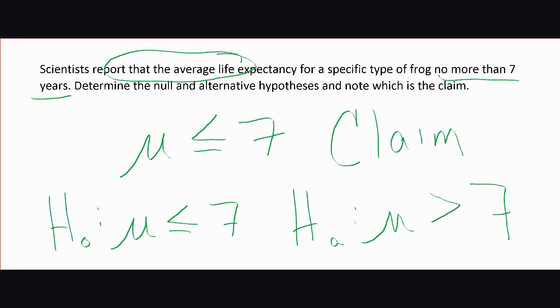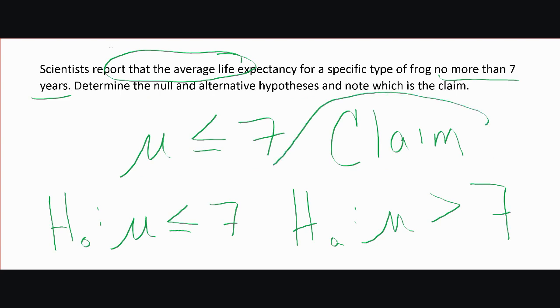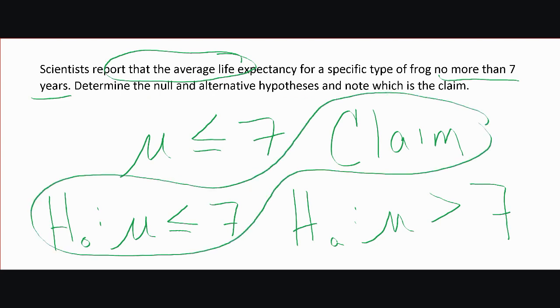Now, the last part of this question was, what is the claim? Well, we kind of already have done that, right? We wrote out the claim that was given to us in the problem, so now we just need to determine which of these hypotheses match our claim. Well, that's going to be my null hypothesis. So the null hypothesis, that the mean is less than or equal to 7, that is our claim.